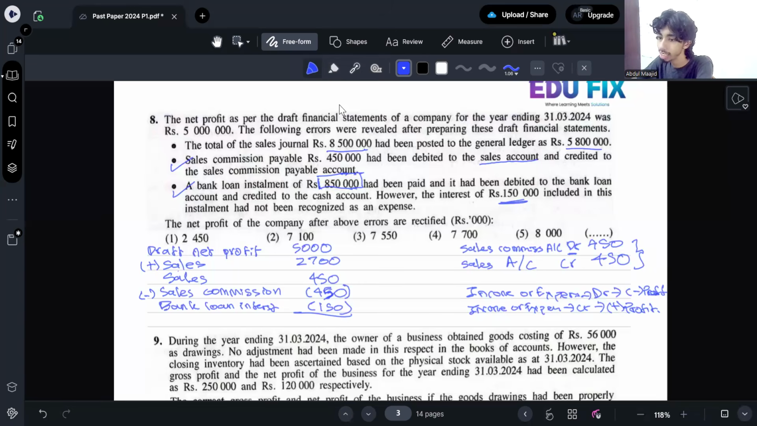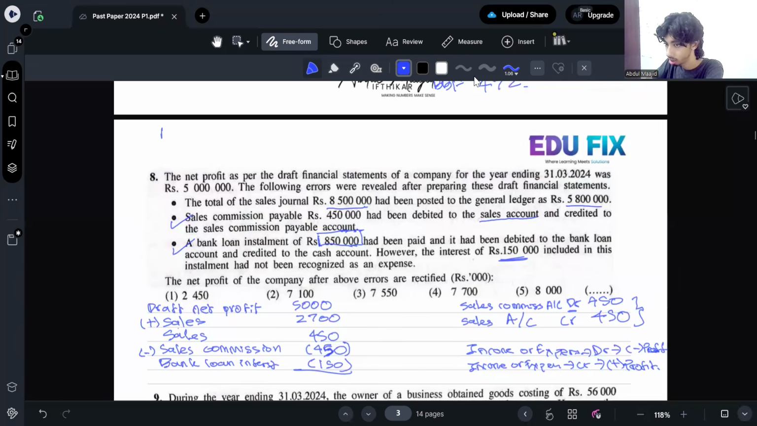Okay. So earlier we have studied like this, right? Bank loan debit. Now here, how much is the loan amount? The installment is 850, interest is 150, then loan amount is 700. Interest amount is 150 and cash will be credited by 850. This is how we have learned it.